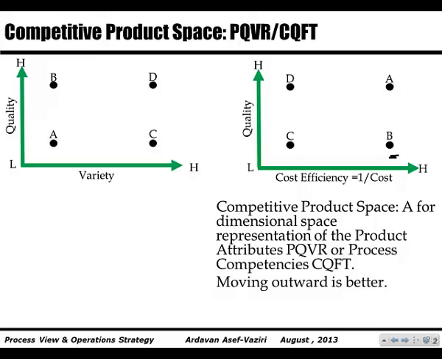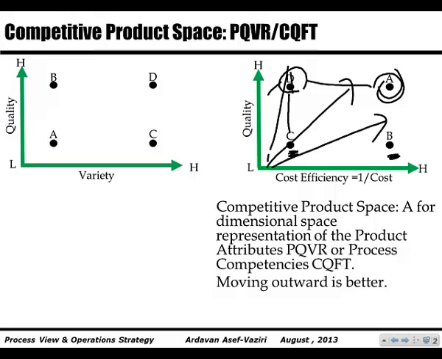Company B is more cost efficient compared to company C, or product B is more cost efficient compared to product C, or process B is more cost efficient compared to C. C and D have the same cost efficiencies, but D has higher quality. A and D have the same quality, but A is more cost efficient. Its cost is lower than D. Now in this graph, as I move outward, I get better.